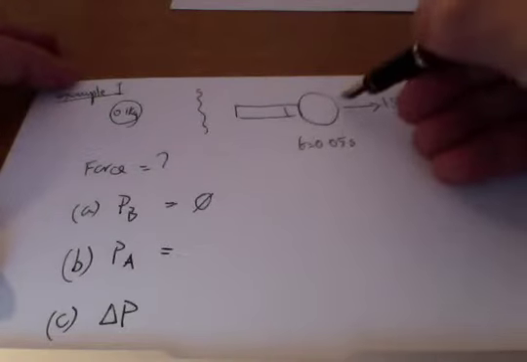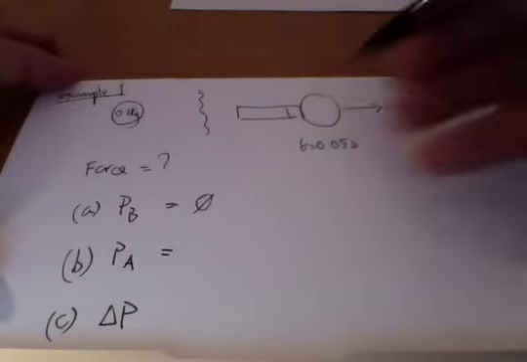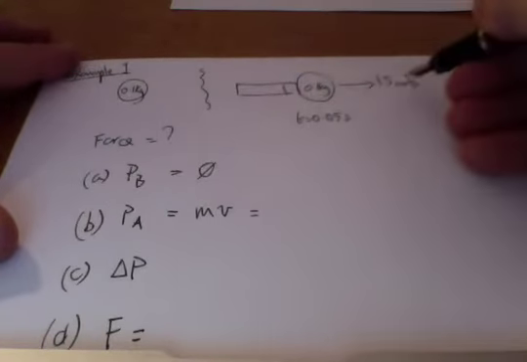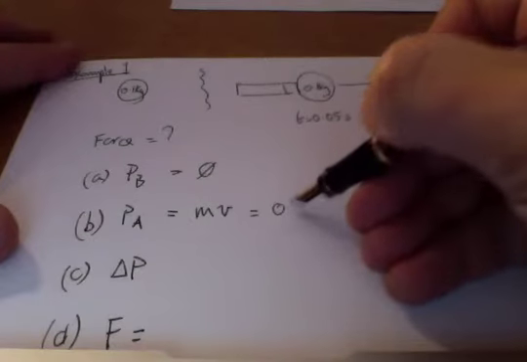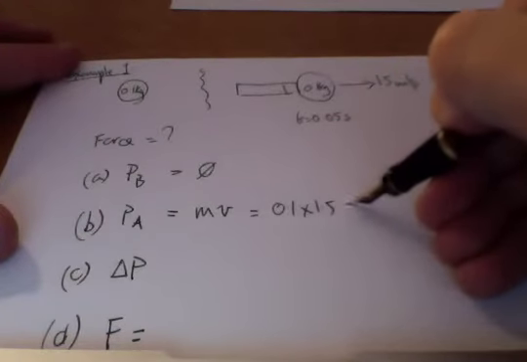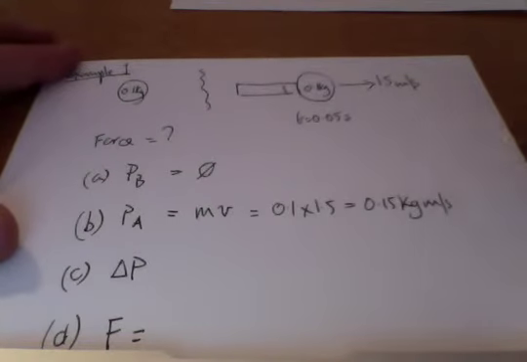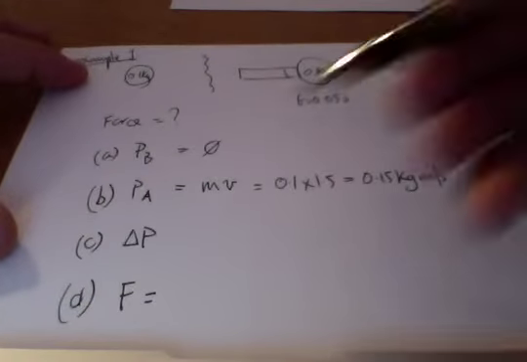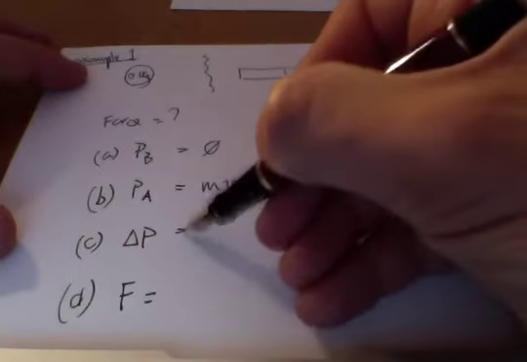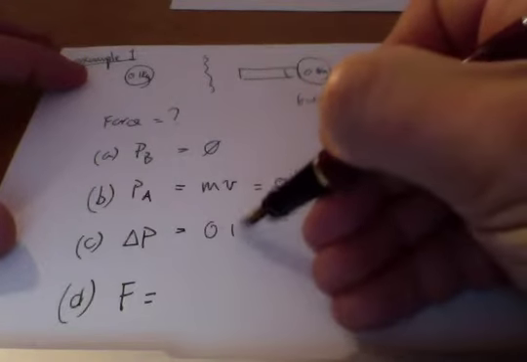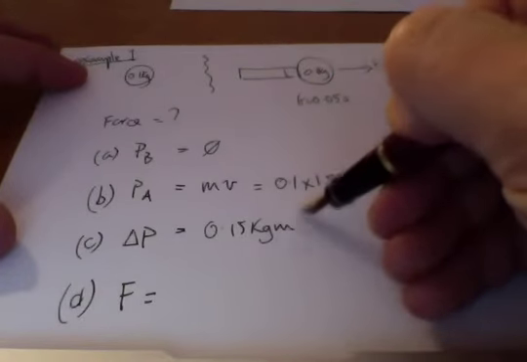What's the momentum afterwards? Well, momentum afterwards is purely the momentum of the snooker ball. So we have the mass times the velocity, which gives us 0.1 by 1.5, 0.15 kilogram meters per second. Okay, what's the change in momentum? Well, the change in momentum is the difference between 0 and 0.15, giving us 0.15 kilogram meters per second.